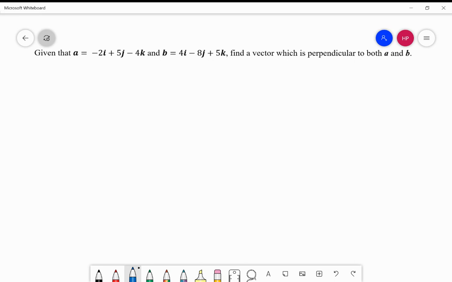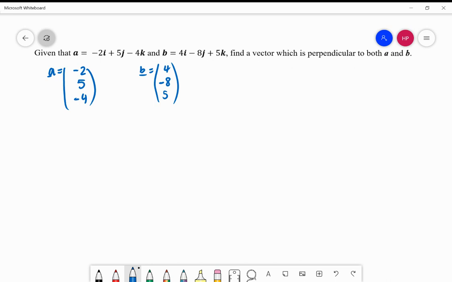Right, so I don't like i's, j's and k's. I think they get quite messy. So I'm going to rewrite my vectors in column vector form, just so I can play around with them a little bit easier. General rule of thumb, though, if you are presenting something in i's, j's and k's, make sure your answer is back in i's, j's and k's.